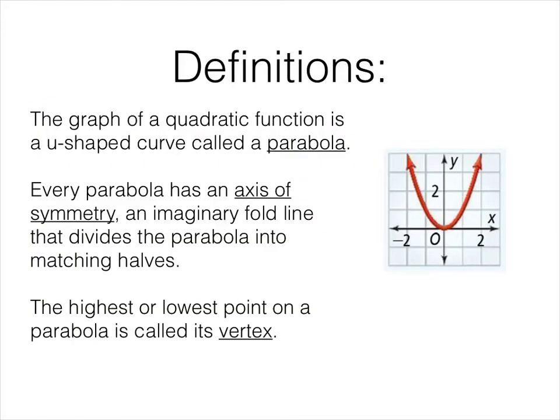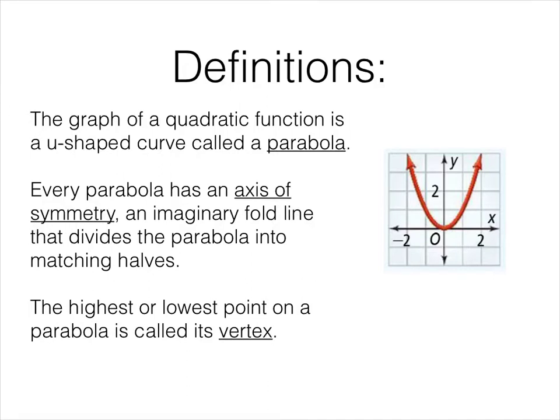The graph of a quadratic function is the U-shaped curve called a parabola. So this is a parabola. It's going to keep on growing outward in both directions forever. It's a U-shaped graph. It's got a vertex, that's either the highest or the lowest point, and it's got an axis of symmetry.